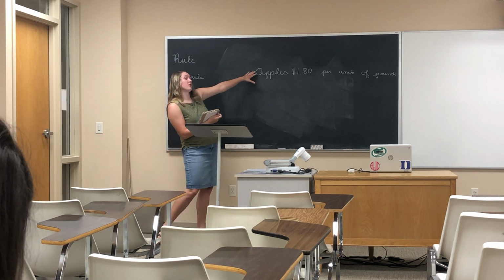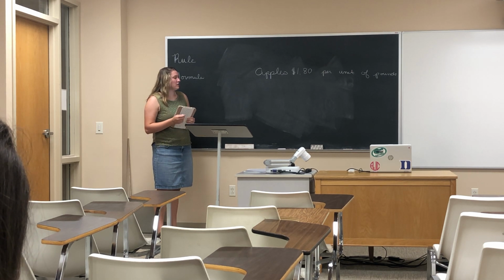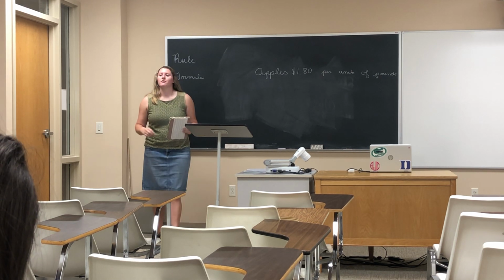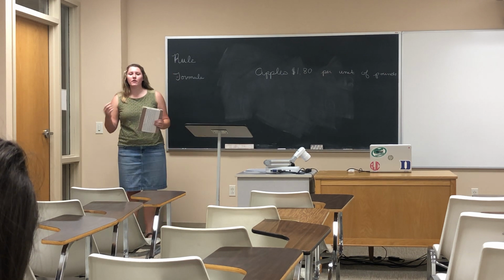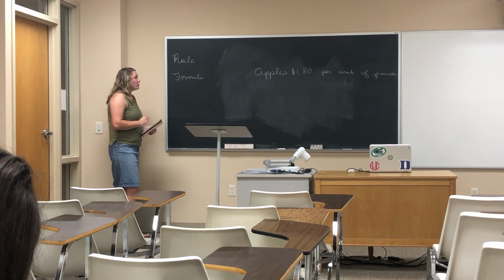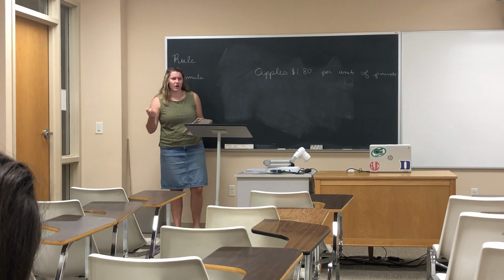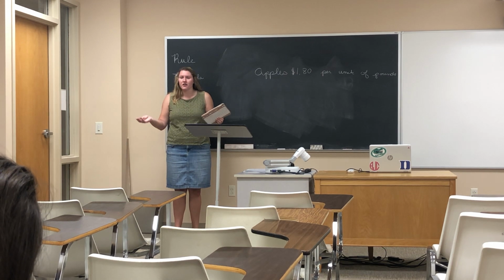Yes, read this. This is our rule. Apples equal $1.80 per unit of pounds. That's right. Very good. So we have our rule. Now we have to make a formula for this. So our formula is the one where it's shortened, and we just have our cost, because we want to know what the cost is per pound.